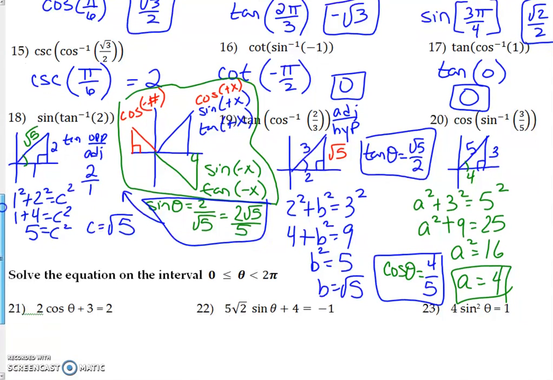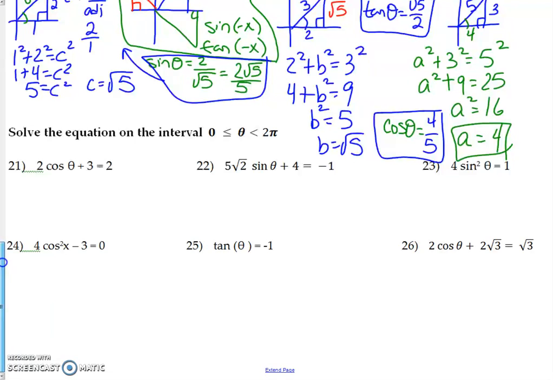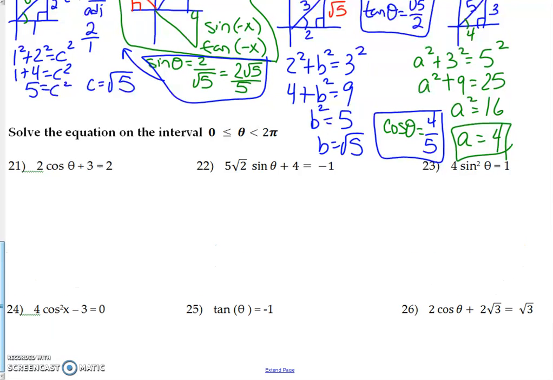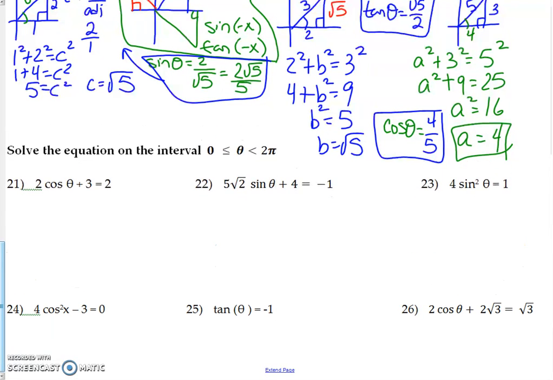All right. So let's move on down to the last section. These are the ones that you're going to solve. Get that trig function isolated first, and then you're going to have to look it up on the table. You can have multiple answers for each one.